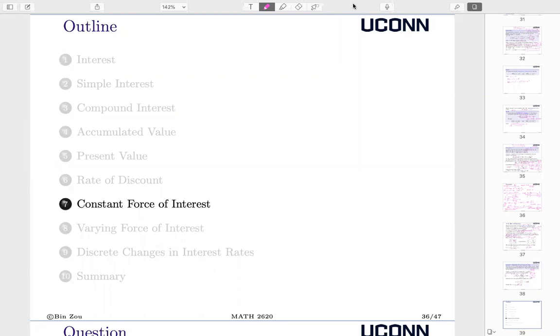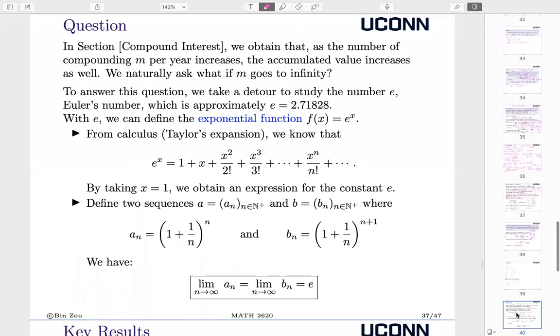Today we're going to learn the last few sections of this chapter. In section 7, we will study constant force of interest. This is basically the limit case of the m-thly compounding when m goes to infinity, which we already had a quick look at a few lectures ahead.